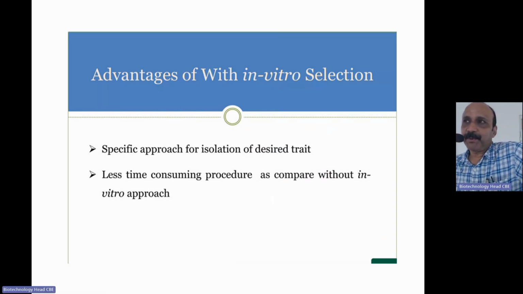So the advantages of in vitro selection: it is a specific approach. We have a specific approach for isolation of a desired trait.